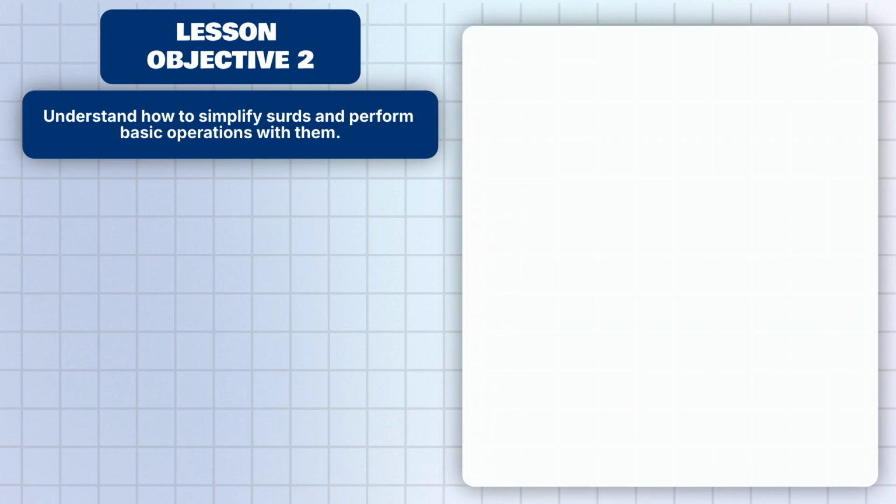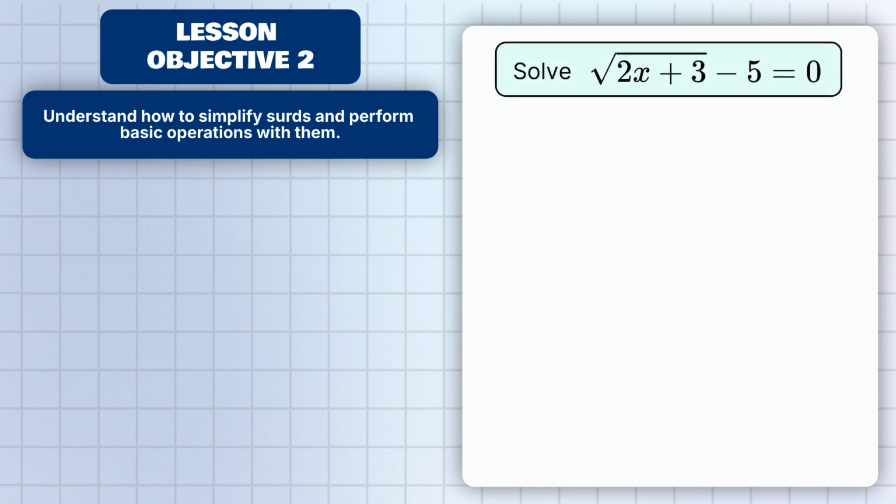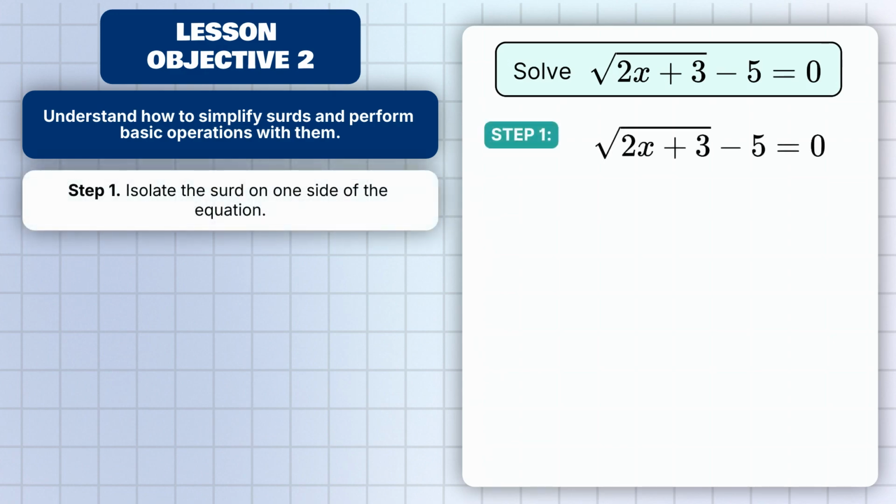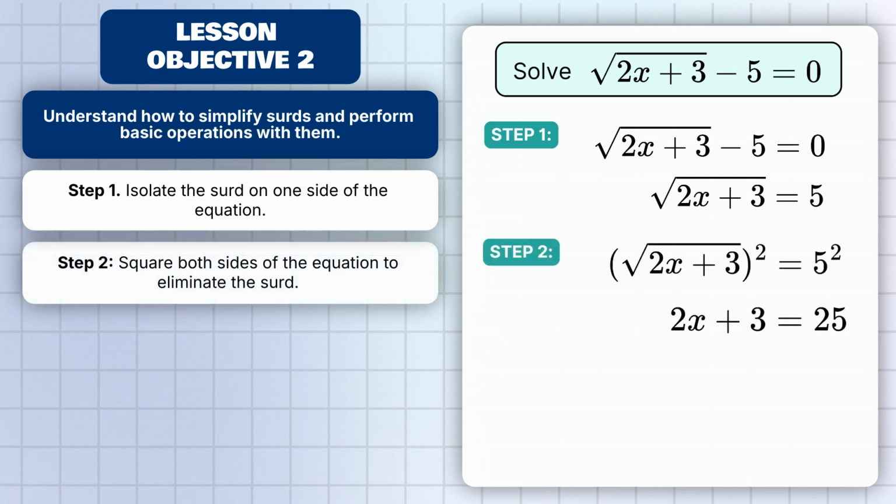Now let's look at how to solve equations involving surds. Let's solve the square root of 2x plus 3, minus 5 equals 0. Step 1 is to isolate the surd on one side of the equation. To do this, we can add 5 to both sides of the equation. Step 2 is to square both sides of the equation to eliminate the surd. So in our case, we get 2x plus 3 equals 25.